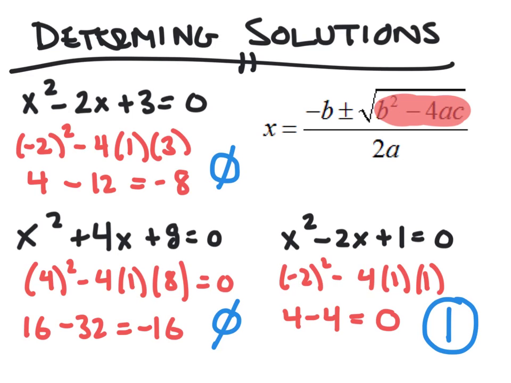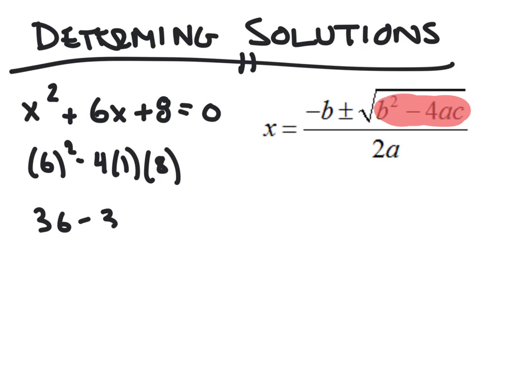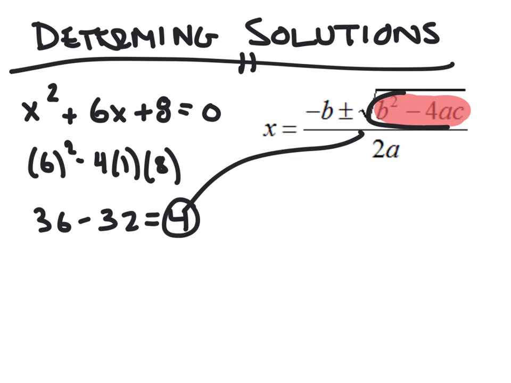Maybe let me just do one where I get two answers. Let me just put one on here and we'll try it. Again, I'm going to test b squared minus 4ac. And I get a 36 minus a 32. I get a 4 value. Again, that 4 value in there acts as a positive. And when you have a positive in that location, you get the plus and the minus. So we can expect two answers here. Determining answers is not solving it. It's just asking how many answers do you expect.